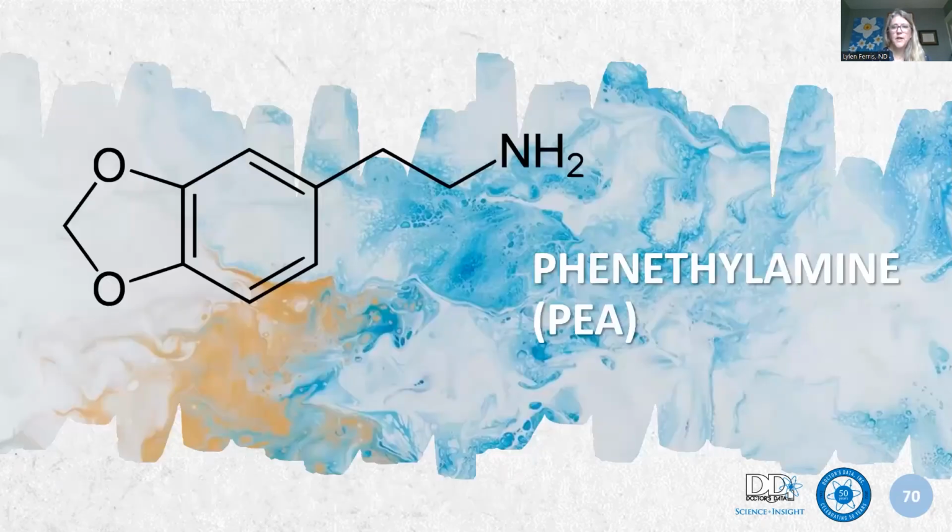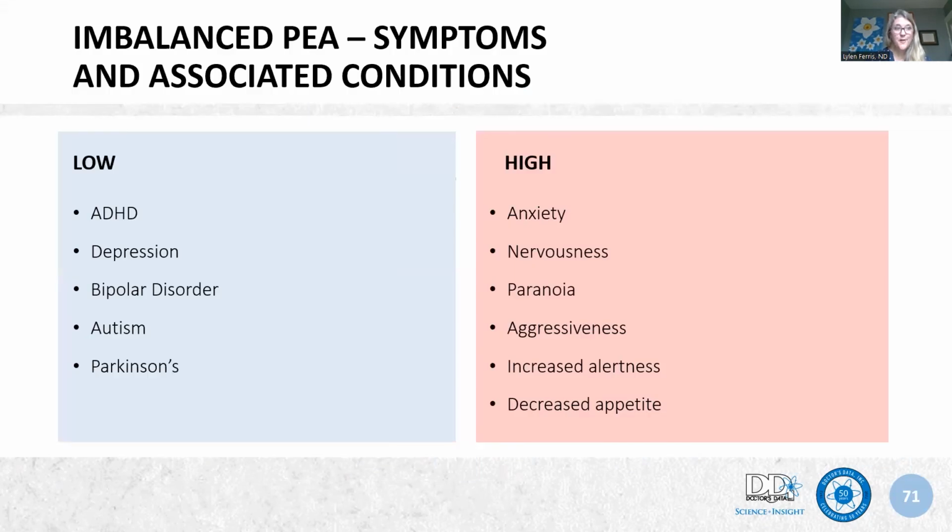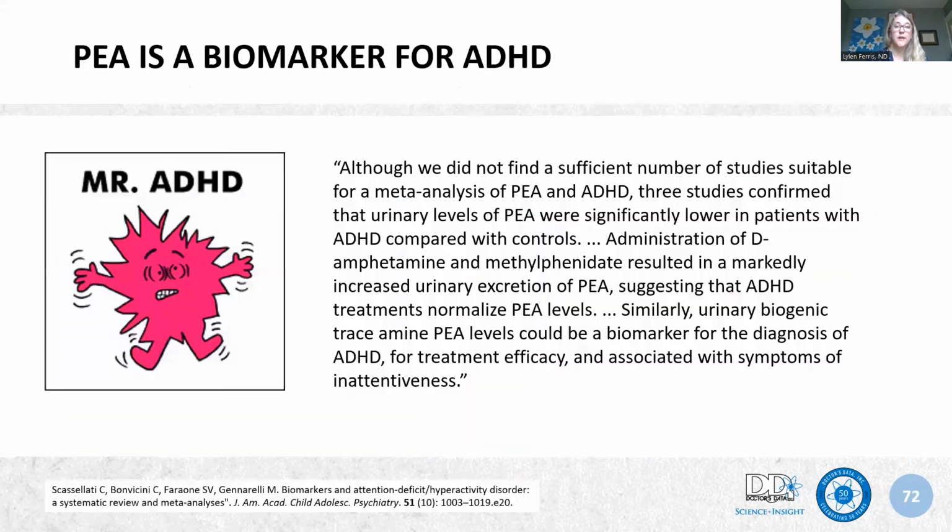Now, moving on to the last neurotransmitter that we test in this NeuroBasic profile is phenethylamine, or PEA for short. PEA is stimulating and excitatory. So if there are low levels, we often see ADHD, depression. It's even been associated with things like autism and Parkinson's. And high levels, because of its excitatory nature, can be associated with anxiety, nervousness, paranoia, aggressiveness, diminished appetite.